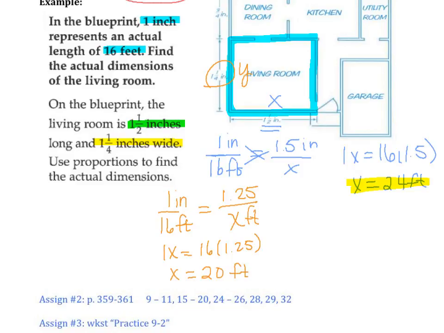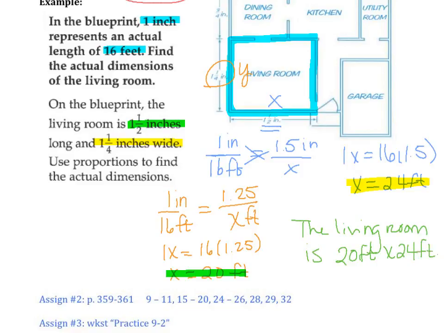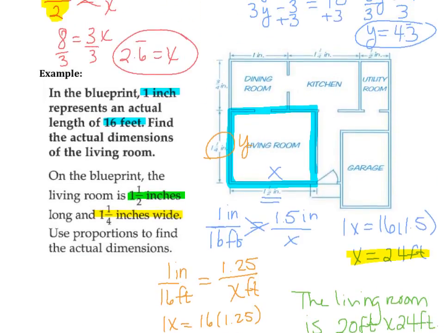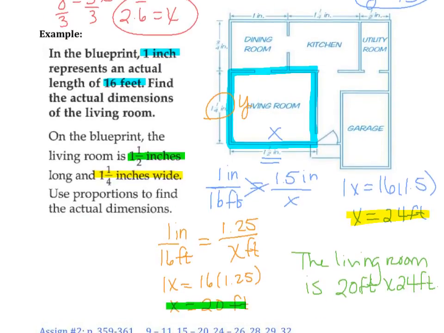So then I also have my width right here. So then in my last part of this, it's going to give the dimensions of the living room. So the living room is going to be 20 feet by 24 feet. And again, that's using this diagram that we were given here for our living room, that blueprint.